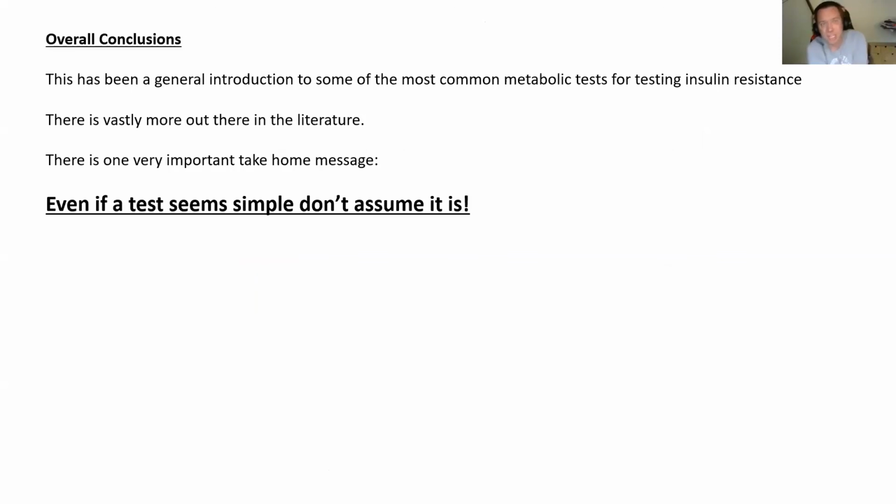I would say that this has been a general introduction to some of the most common metabolic tests for looking at insulin sensitivity in rodents. There is a huge amount more out there in the literature. There are papers and papers and papers looking at GTTs, looking at ITTs, and if you're particularly interested in these techniques, I would certainly recommend having a look at them. But there is one very important take-home message from all of these. Given how long we have spent discussing the niceties of the GTT, even if a test seems simple, don't assume that it actually is in practice. Okay, so thank you very much, and that's the end of today's talk.